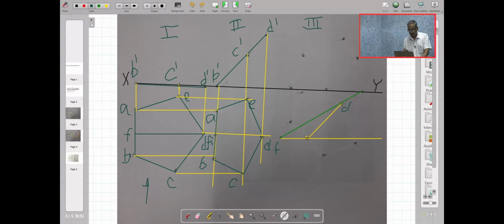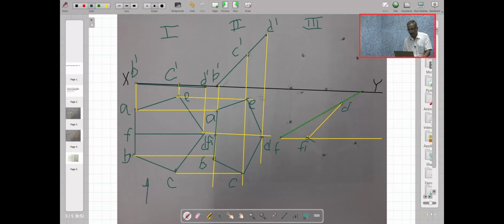I repeat again. I have drawn an inclined line at 30 degrees, that is the true angle. I have taken the true length on this line, that is DF. From F I have drawn a horizontal line. Then from stage 2 I have measured this DF1 distance as radius, with point D as center. I have drawn an arc to cut this horizontal line drawn through F, and you will get the point F1. So you join DF1, that is now the new top view line.